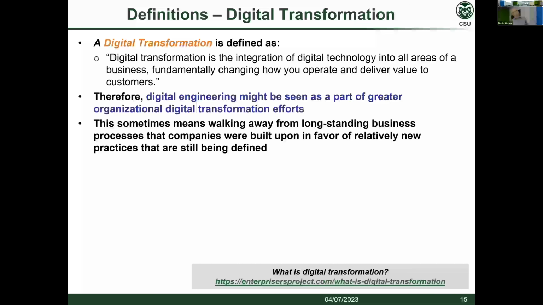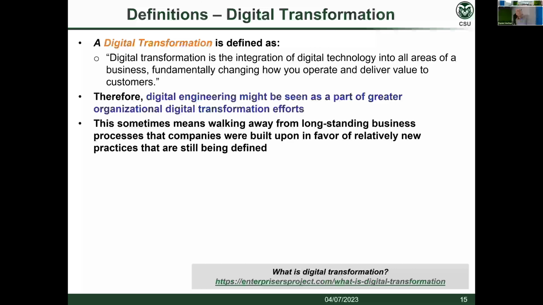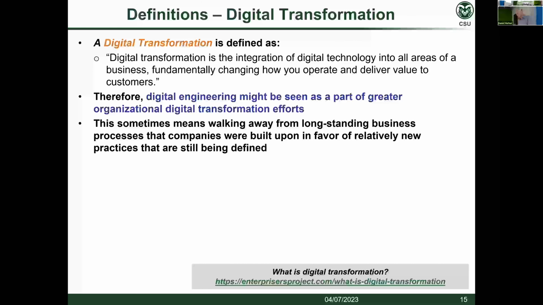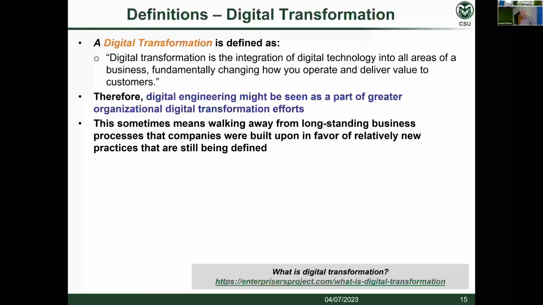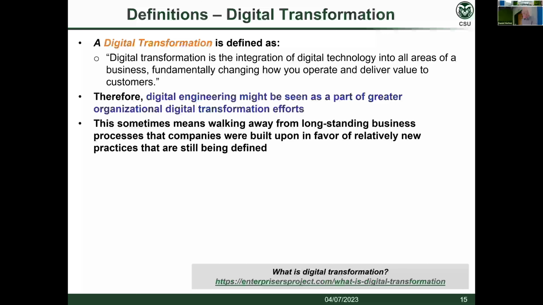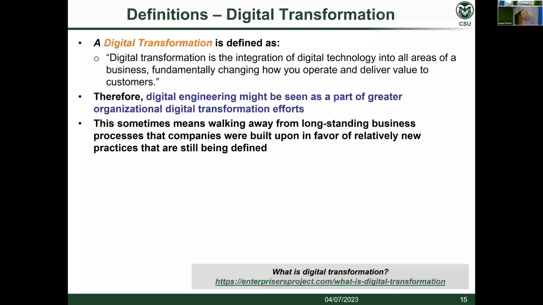So one thing to be thinking about is that sometimes this might mean walking away from long-standing business processes that companies have built in favor of relatively new practices that are still being continuously defined. But as we talked about on the early motivation side of things, doing things the way that we are might simply not achieve our goals. We might not make the products in the time we needed or within the budgets or deliver the capabilities that we may need to have. So a lot of the motivation here is we need something new to achieve our goals. The fundamental concepts and solutions put forth in digital transformation and digital engineering are towards meeting those goals.